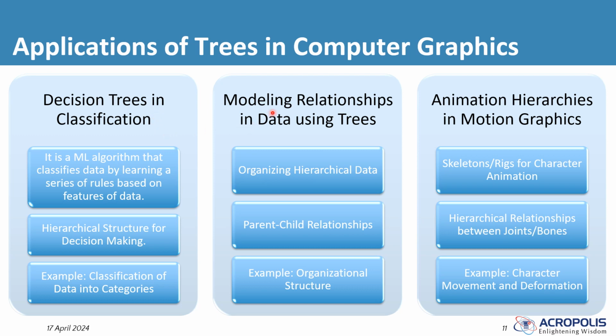And the second is modeling relationships in data using tree. In this, we organize hierarchical data and parent-child relationships, like an organization structure. The third is animation hierarchies in motion graphics, like skeleton rigs of character animations, hierarchical relationships between joints and bones, for example, character movements and deformations.